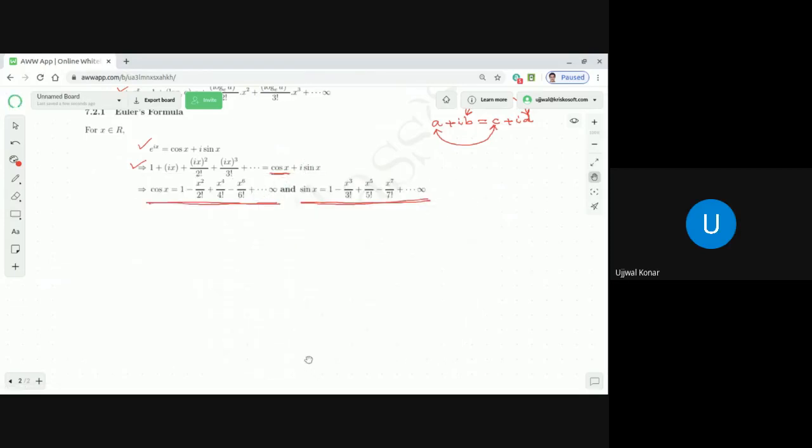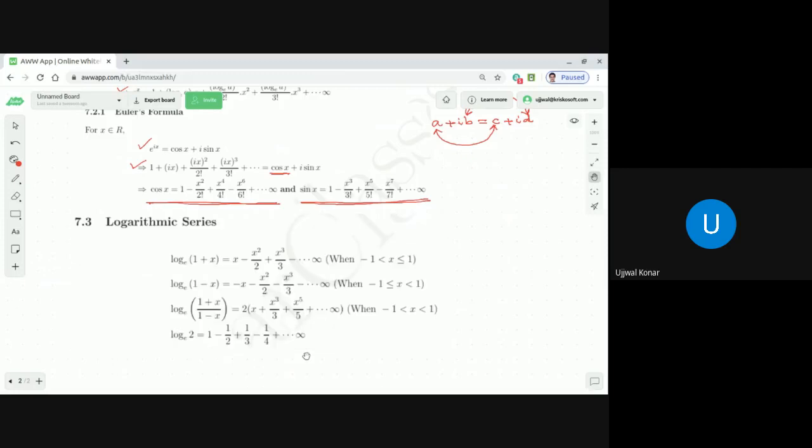Let me first show you the note. I hope you are able to view it on the digital screen. Log of 1 plus x base e is equal to x minus x squared by 2 plus x cubed by 3 minus, and so on, continuing to infinity, when x is between -1 and +1. So that is the first one, dear students.